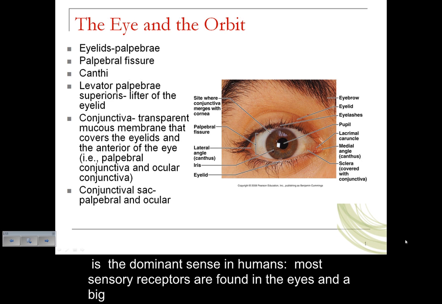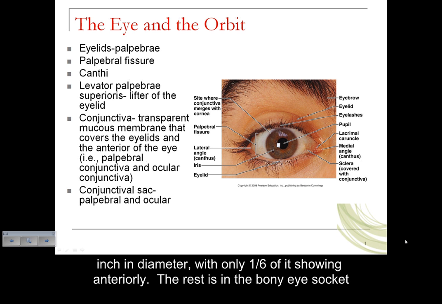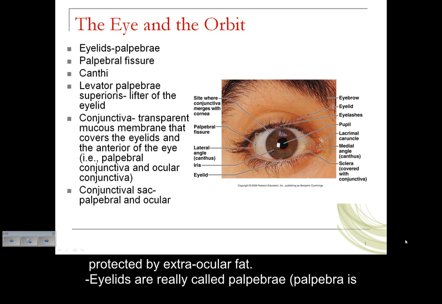Vision is the dominant sense in humans. Most sensory receptors are found in the eyes, and a big portion of the cortex, about 40%, is dedicated to processing visual information. The eye is about an inch in diameter, with only 1/6 of it showing anteriorly. The rest is in the bony eye socket, protected by extraocular fat.